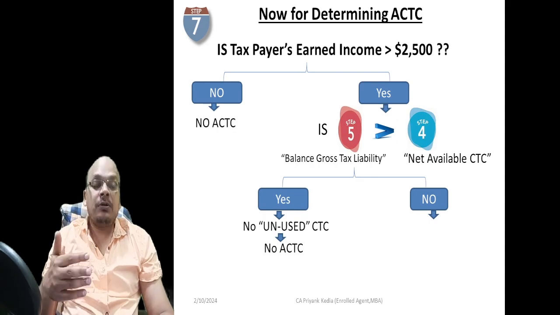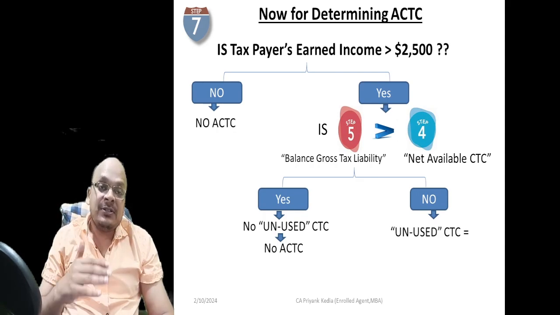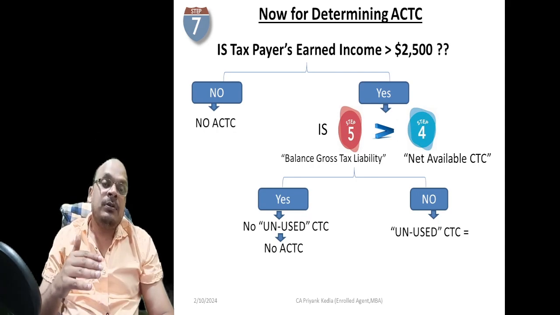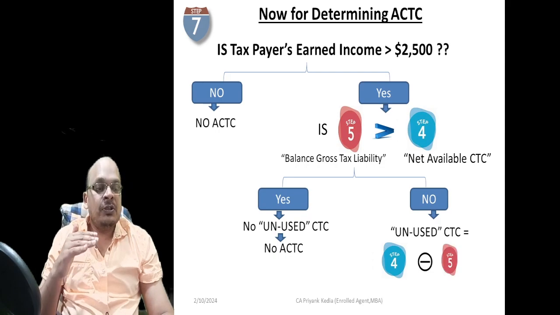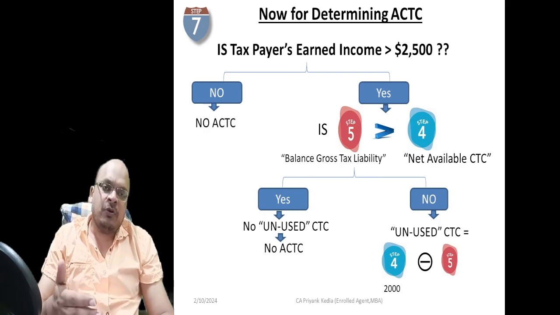But if the answer is no, like we did in the last part of the last slide, let's say there is unused child tax credit, in our example, the unused child tax credit was $1,200, then what you have to do is simply calculate this unused portion, which we did for understanding.